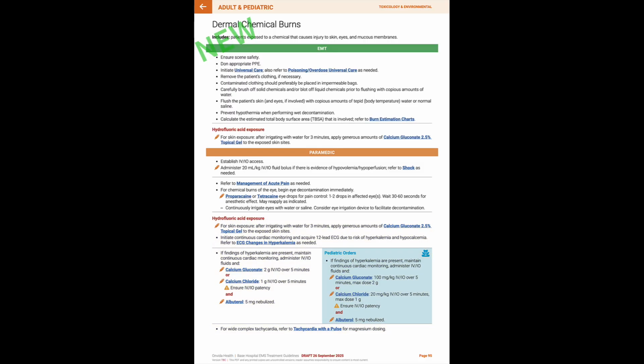This guideline fills an important gap in the previous treatment framework, especially for industrial, agricultural, and lab-related injuries. It supports early field decontamination, anticipates complications from specific high-risk substances like hydrofluoric acid, and coordinates care across the EMT and paramedic levels.